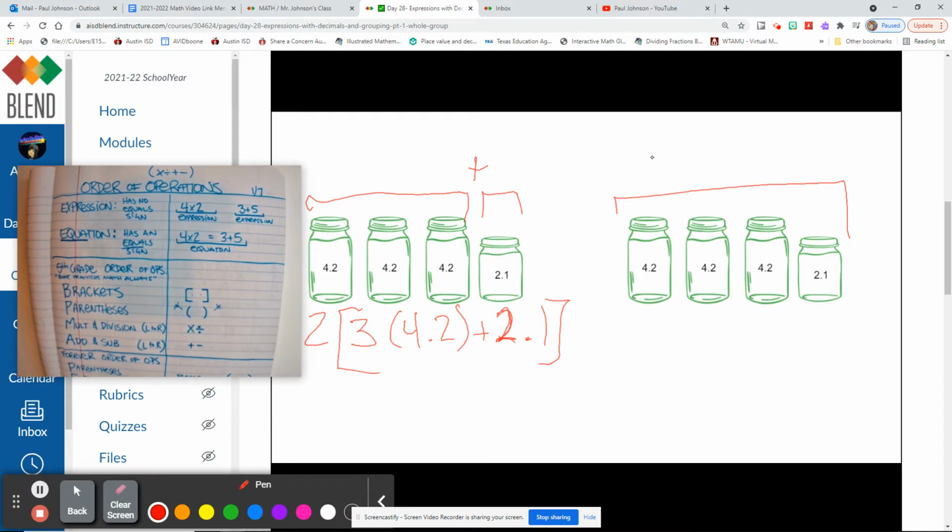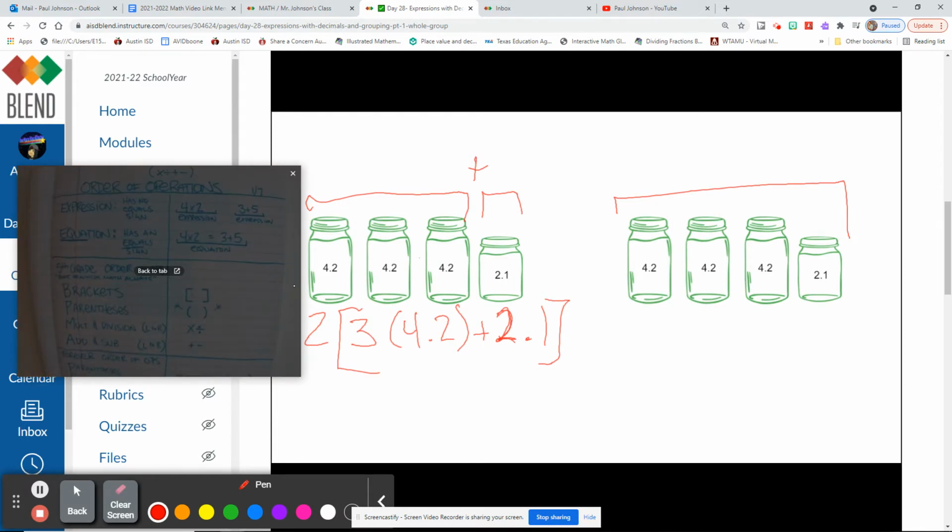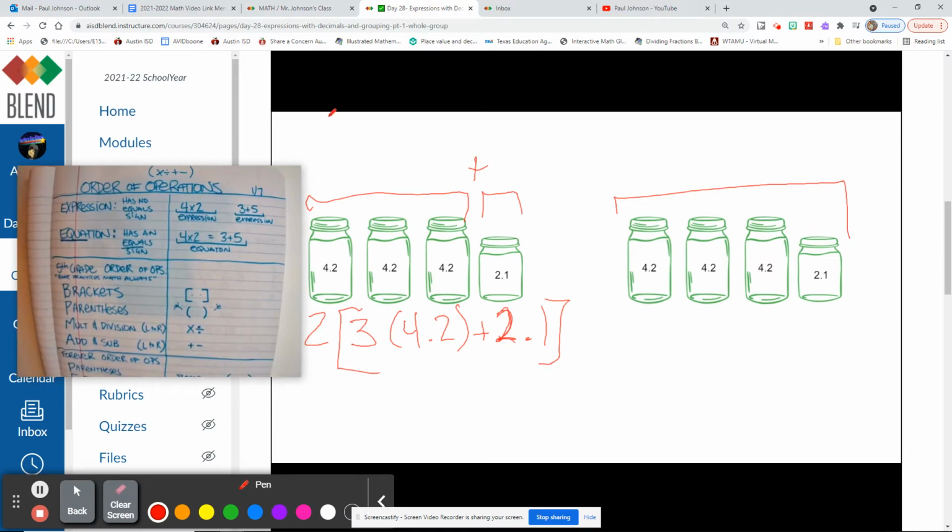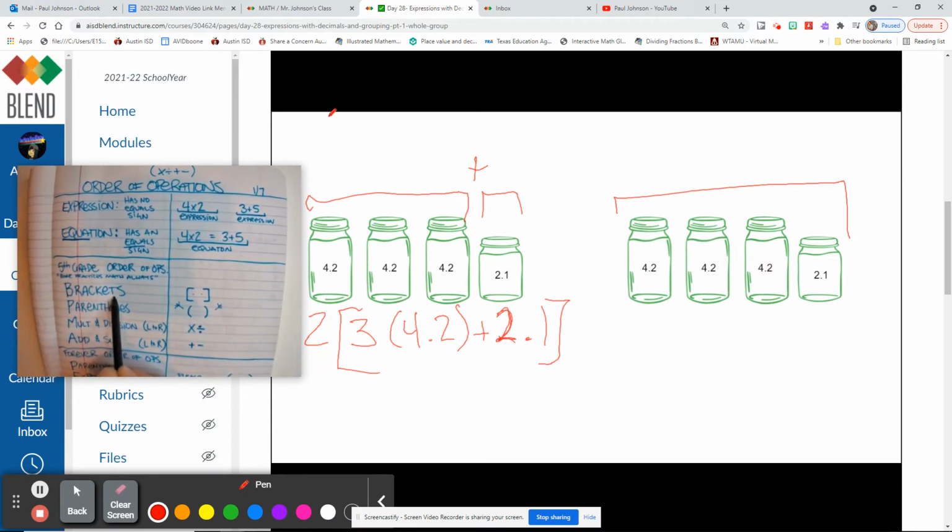First, we have to look inside the brackets. Put on our bracket goggles. So everything inside brackets. Within brackets, we have multiplication and division, all right? So we need to do the multiplication and the division inside brackets first.